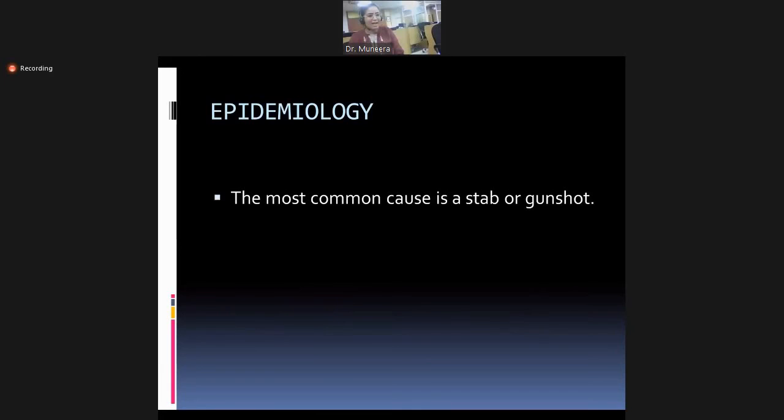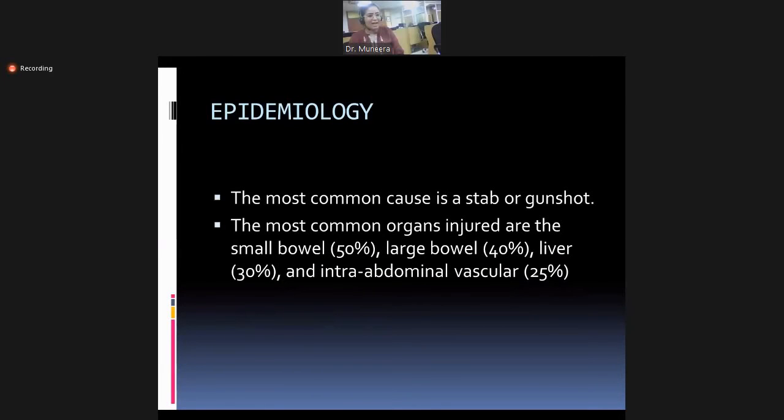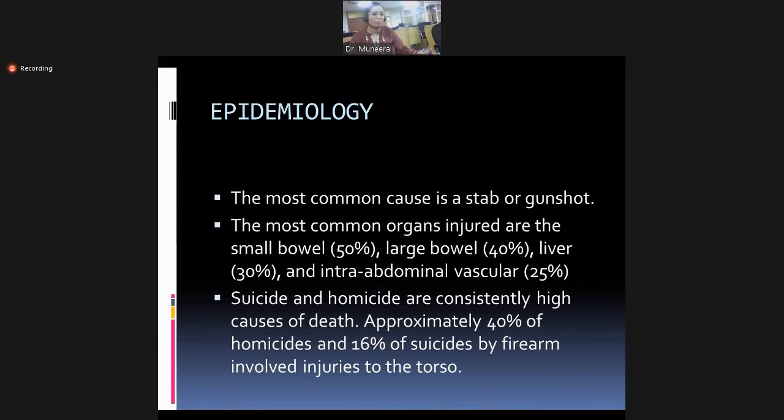The most common organs injured are the small bowel, large bowel, liver, and intra-abdominal vasculature. Unlike the organs involved in blunt abdominal trauma, in which the spleen was first, followed by the liver, then the kidneys, and then the small bowel, over here it is the small bowel first, then the large bowel, then the liver, and then the intra-abdominal vasculature. Suicide and homicide are consistently high causes of death in cases of penetrating trauma. Approximately 40% of homicides and 16% of suicides by firearm involve injuries to the torso.